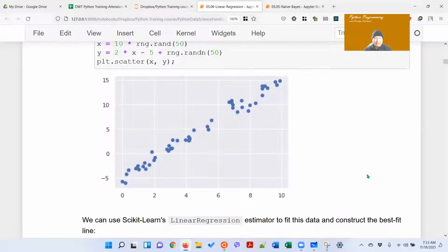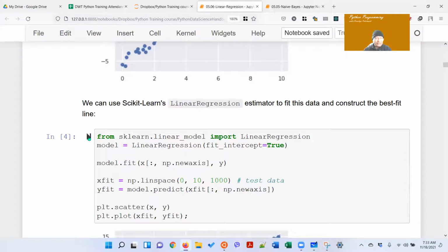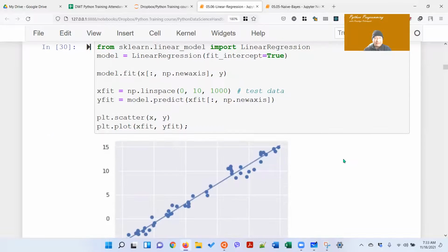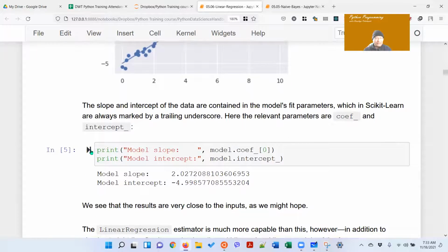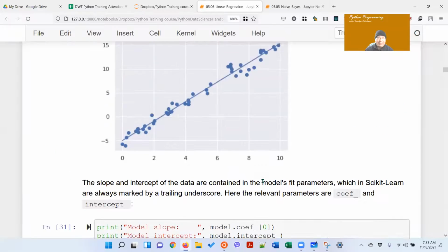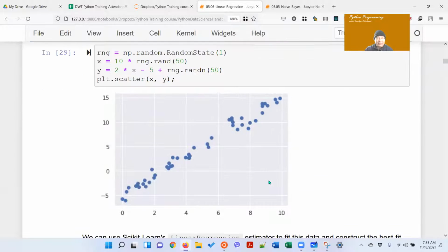So I won't spend too much time on it. Okay, so we just use linear regression. We have already done it. So you guys know it's called slope, but yeah, 2.02. Intercept minus 4.99. Right?